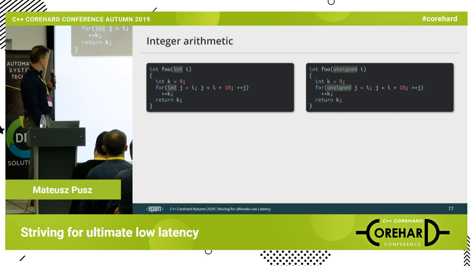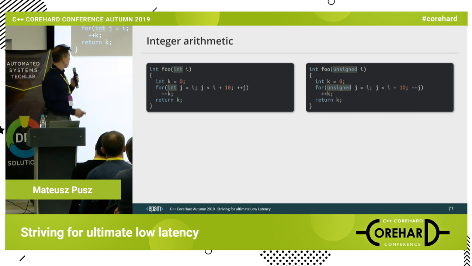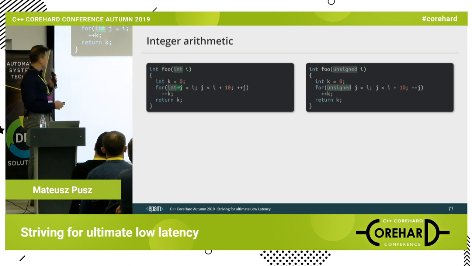Probably the last thing to notice about the code. If you have a simple function like this one with a loop for two.